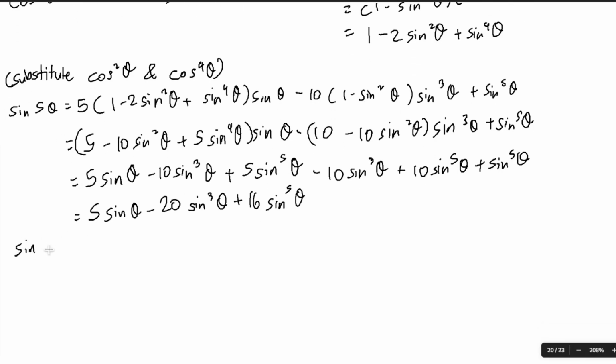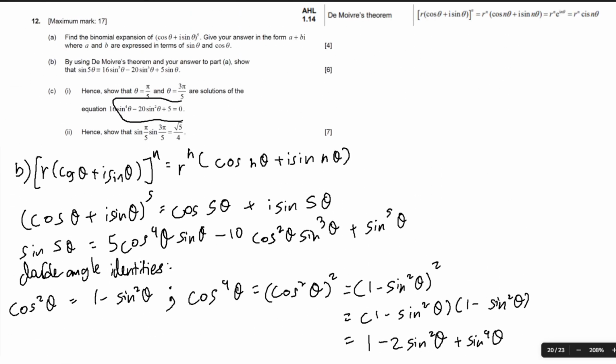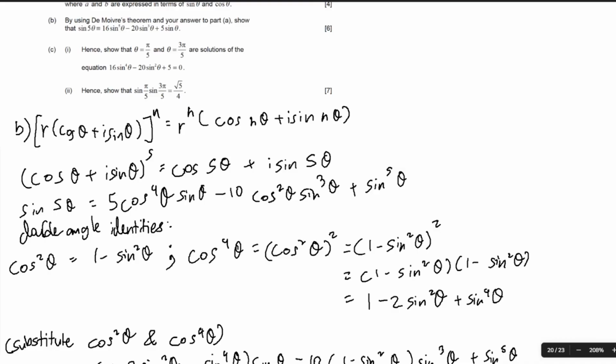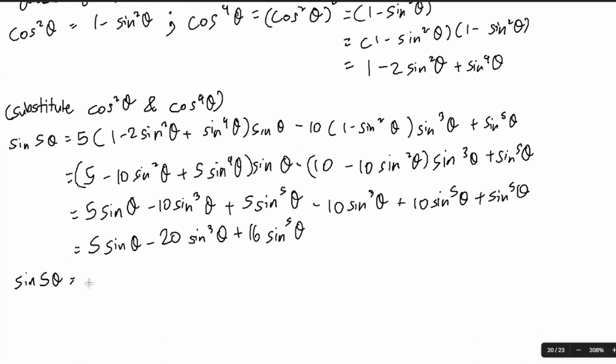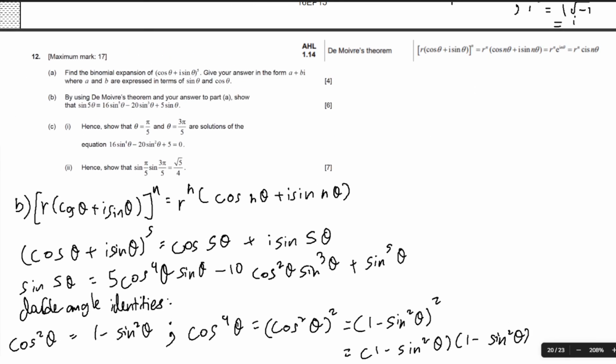Then we just rearrange it a little bit, because keep in mind we are trying to get this value right here. If your equation doesn't match that, then you need to check your calculations. So we just have 16 sine power 5 theta minus 20 sine power 3 theta plus 5 sine theta. And this is the answer for part B. We're trying to get this.